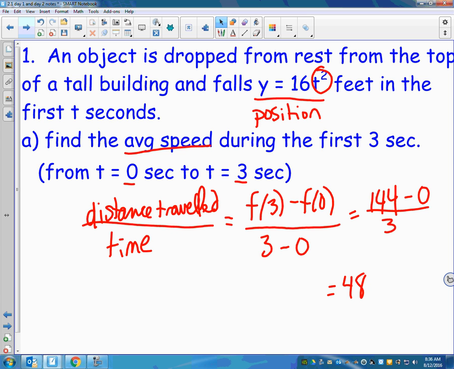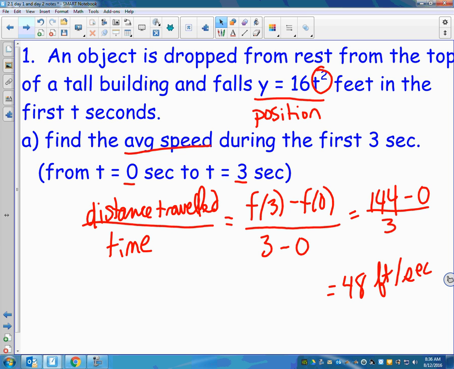Notice we are now in speed, and if you're ever confused about your units, the top is my y value, or my distance traveled, which is going to be what I get when I plug in a value. I get feet. So the top value here is feet over time traveled. So the time is the x-coordinate, which is in seconds. And so the average speed for this object during the first 3 seconds is 48 feet.